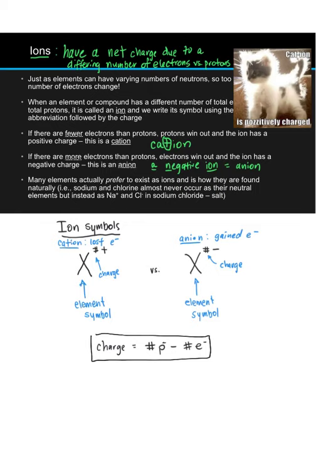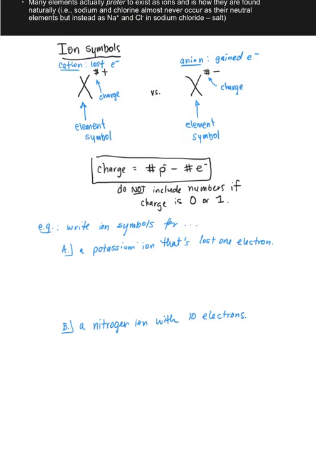One final caveat about this. We only need to include a numerical value for a charge if the charge is different from 0 or 1. So do not include numerical values if the charge of an atom or ion is 0 or 1. Otherwise, we'll always include a numerical value for our charge. So let's do a few examples to illustrate how to apply these ideas.